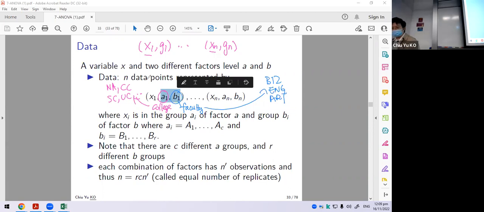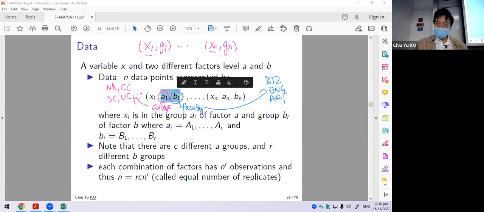And of course, probably you ask, can you do more than two-way? Yes, you can do more than two ways, but that is not the concern of our class. You can do three-way, four-way, five-way, as many way as you want, but the math will be very complicated. That is not the concern for us.